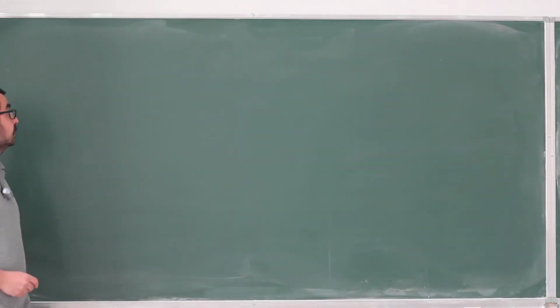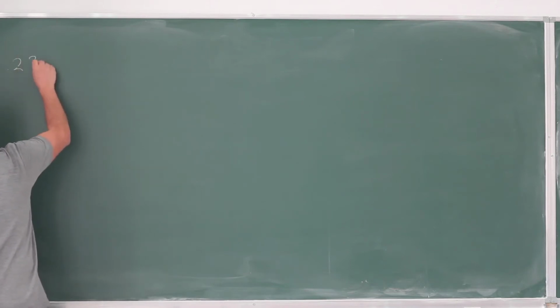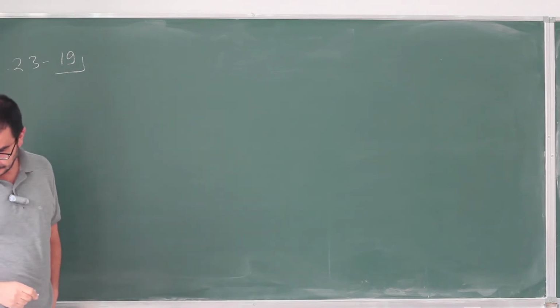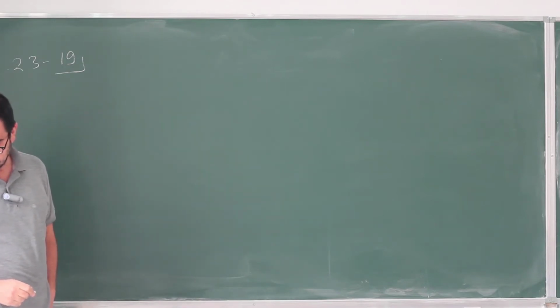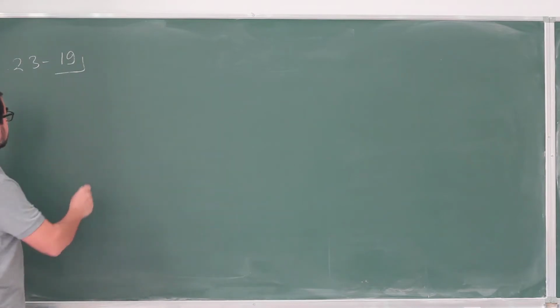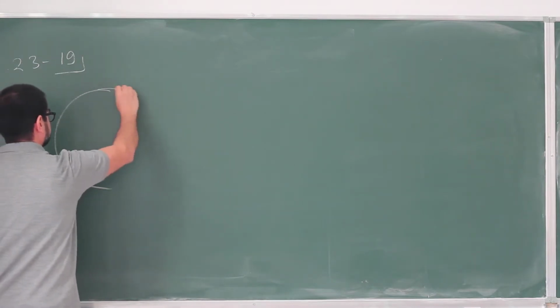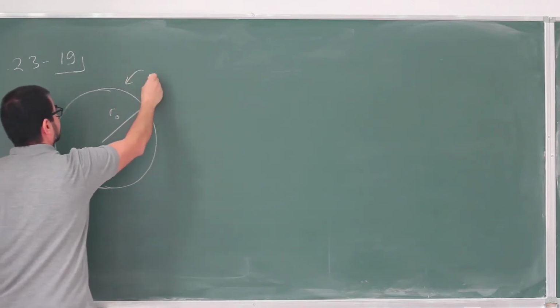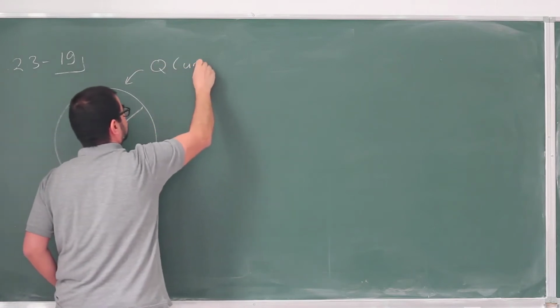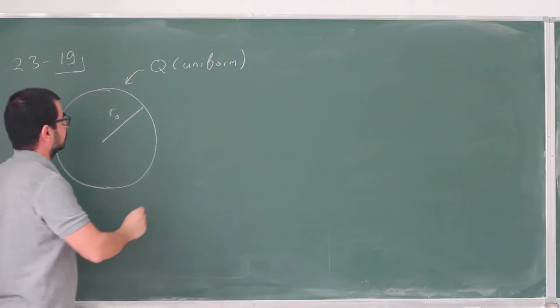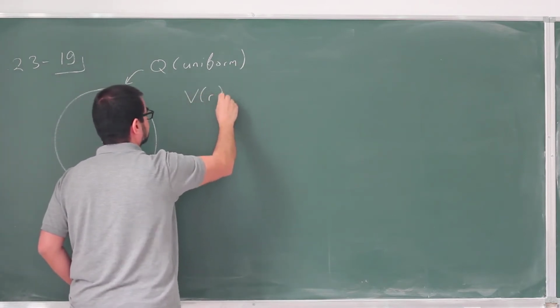So we are going to look at problem 19 from chapter 23. Here we are given a non-conducting sphere of radius r0 that carries a total charge q distributed uniformly throughout its volume, and we are to determine the electric potential as a function of the distance r. Right? So we have a sphere of radius r0, and on the sphere there is just charge q that's uniformly distributed, and we are to find the potential as a function of r.